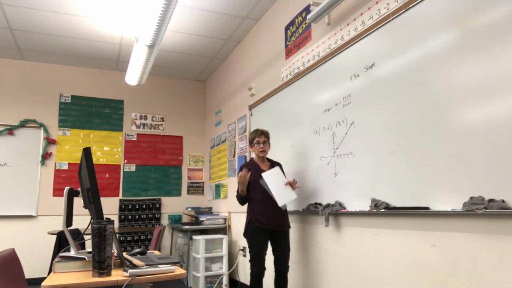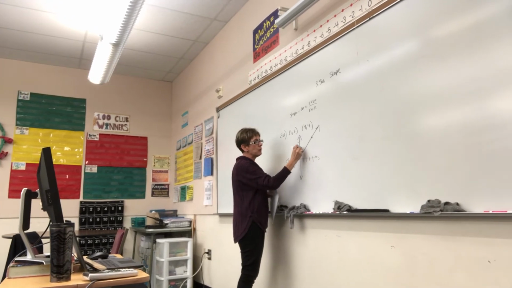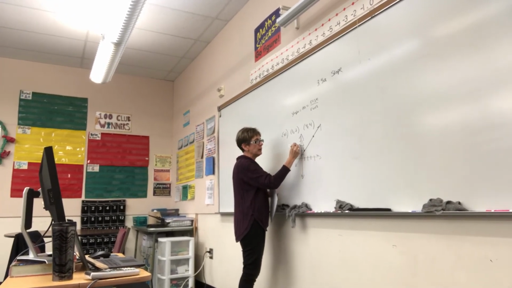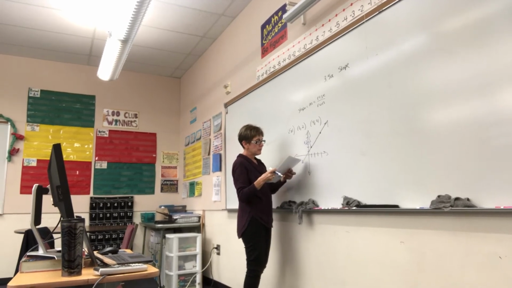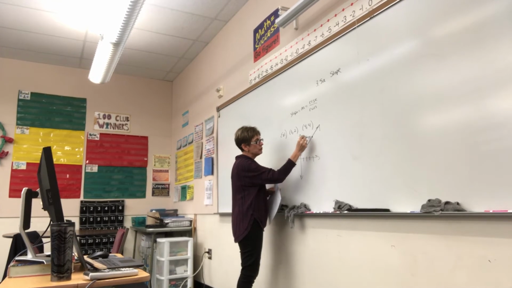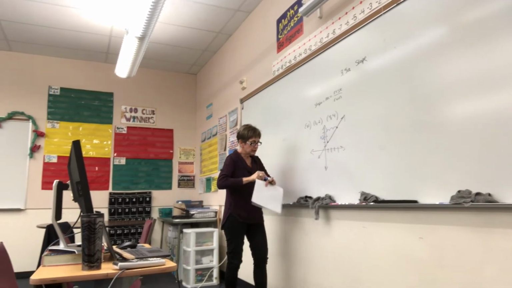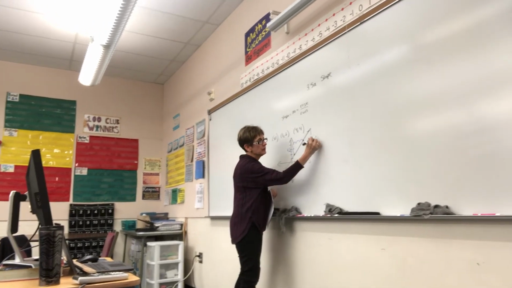Now, slope, as I said, means rise over run. So we have a rise of 2, because we're going up 2, and a run of 3. So we're going over 1, 2, 3. So the slope of this line would be 2/3.